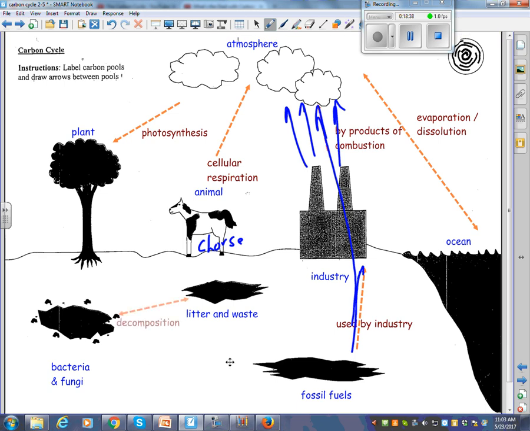Decomposition. Bacteria and fungi decompose litter and waste, i.e., litter and waste is a fancy word for poop. So, which way is that arrow going? It's going both ways, because bacteria and fungi will also die and become waste product. Bacteria and fungi can take that waste product and use it as food. So that's sort of a give and take.